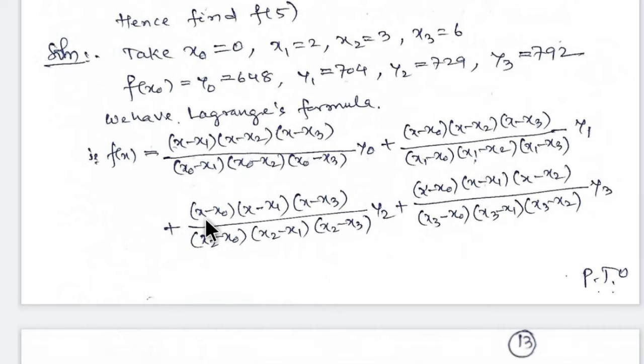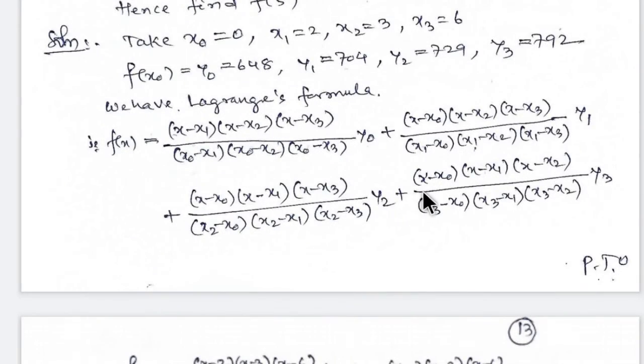Plus the next one: x minus x0, x minus x1, x minus x3; x minus x2 is absent here. In the denominator, x is replaced by x2: x2 minus x0, x2 minus x1, x2 minus x3, into y2 or f of x2. Next, plus x minus x0, x minus x1, x minus x2, so x3 is absent here. In the denominator, x is replaced by x3: x3 minus x0, x3 minus x1, x3 minus x2, into y3 or f of x3.